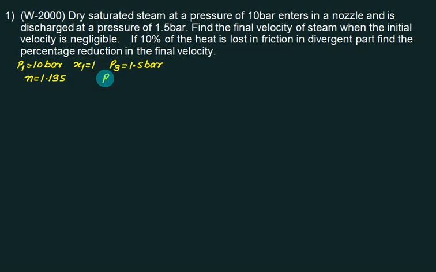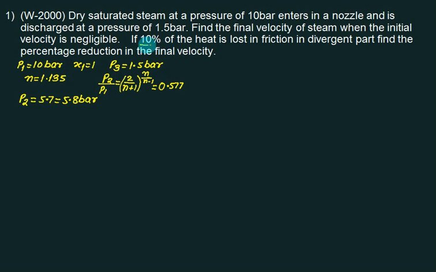From this, can we calculate pressure P2 by P1? P2 over P1 equals (2 upon N plus 1) to the power N upon N minus 1. This ratio is fixed, it is 0.577. So if you put P1 equal to 10 bar, P2 equals 5.7. We'll approximate it to 5.8 bar.